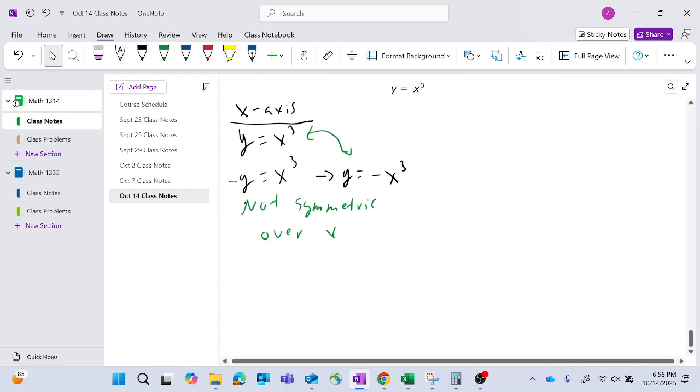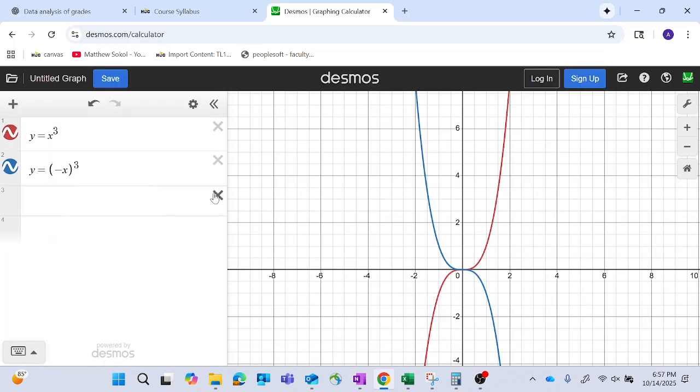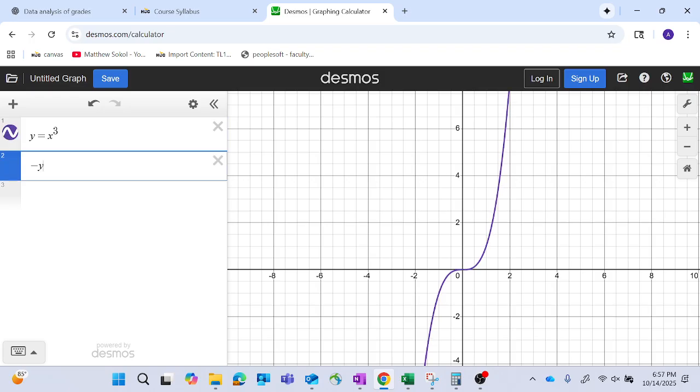Sure, that's fine. So when we say reflection over the x-axis, what that means is you should be able to replace your y value with a negative y value and have the same exact function. As an example, we can go back to Desmos to show the example we just did. If you have y equals x cubed, like the example we have in the notes right now, I should be able to write the function negative y equals x cubed, and it should be the same thing.